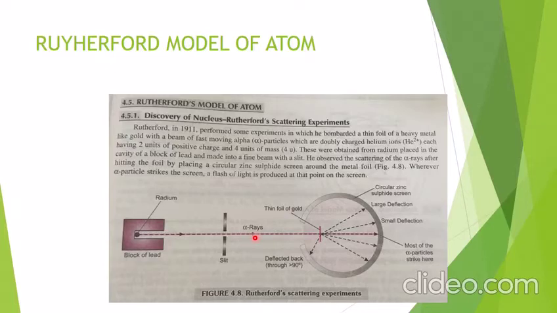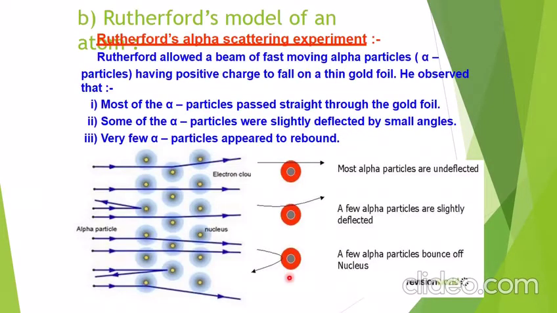So hence we conclude that different observations were made in this experiment. And how do we know that these alpha particles are striking here? The zinc sulfide screen showed fluorescence, meaning when these particles strike the screen, a glow was produced, which showed that the alpha particles are striking here.